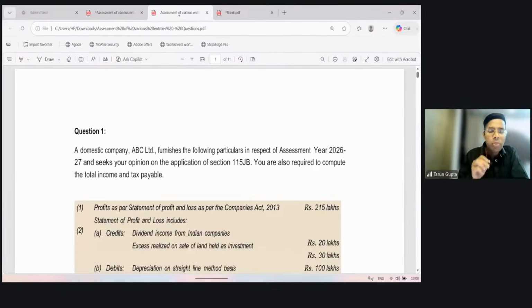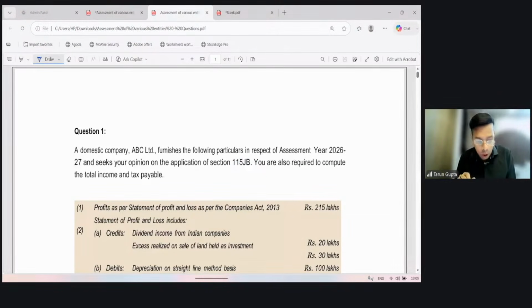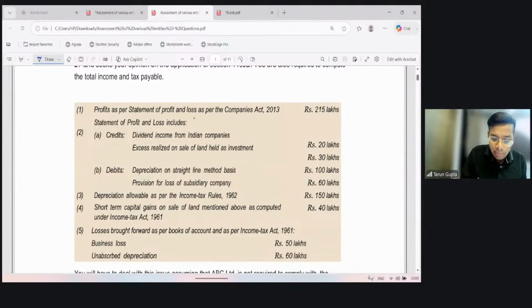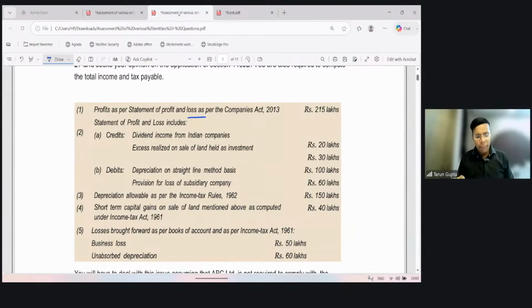Now let's do some questions in respect of minimum alternate tax. Question number 1 says, a domestic company ABC Limited furnished the following particulars in respect of assessment year 26-27 and seeks your opinion on the application of section 115JB MAT. You are also required to compute total income and tax payable. So this is a domestic company, and it has given the profit and loss as per the P&L account and some adjustments.